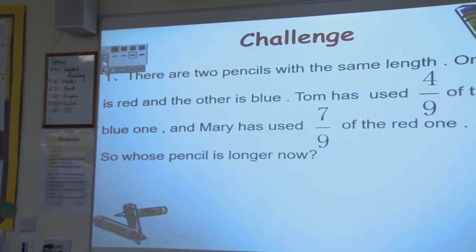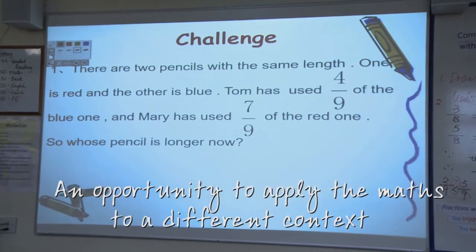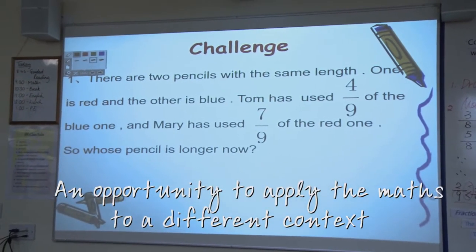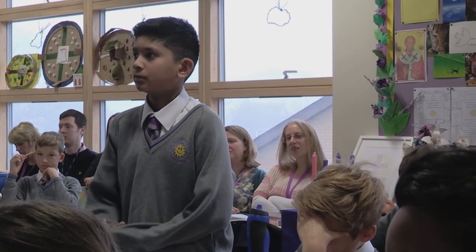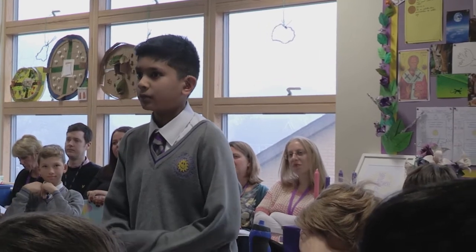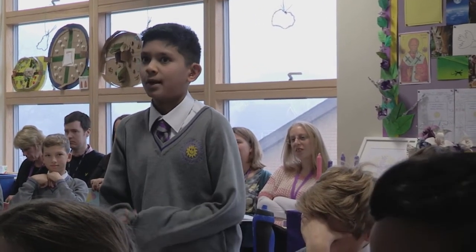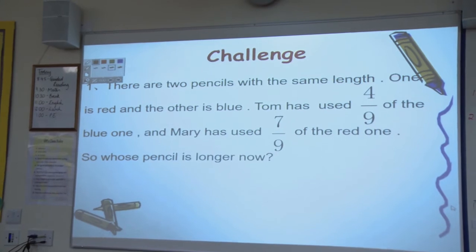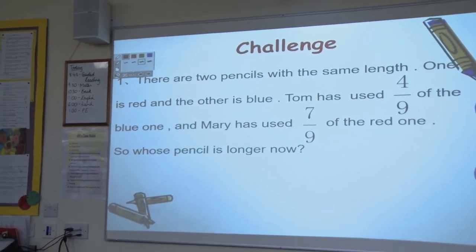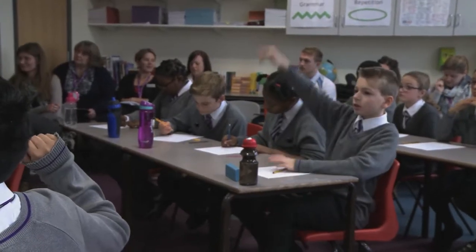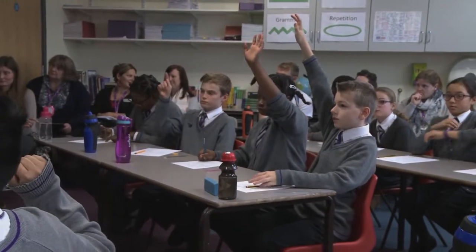Can you read for us? There are 2 pencils with the same length. One is red and the other is blue. Tom has used 4/9 of the blue one and Mary has used 7/9 of the red one. Whose pencil is longer now? Write down the name.